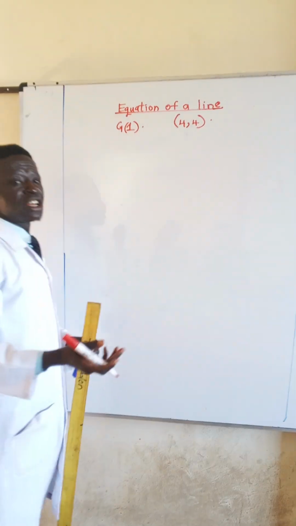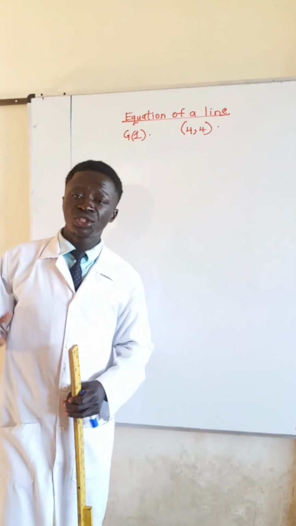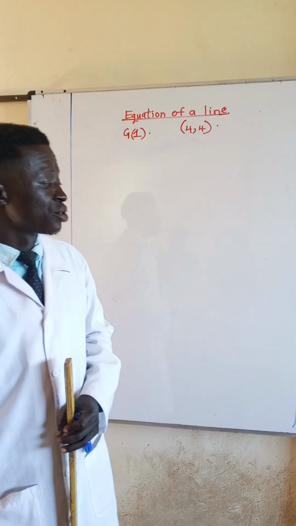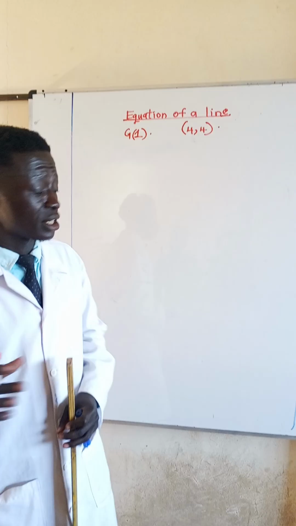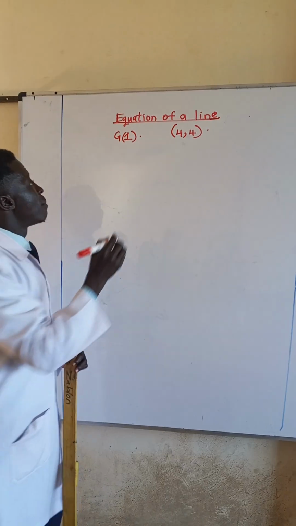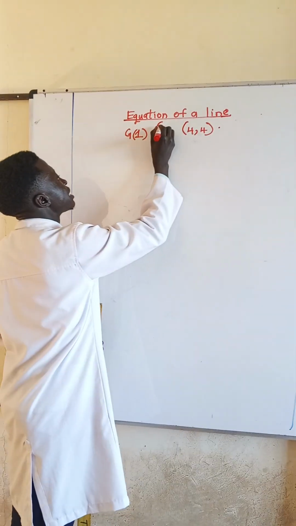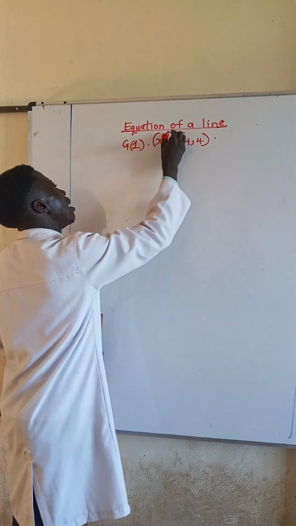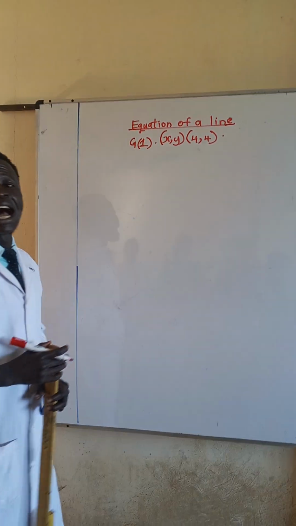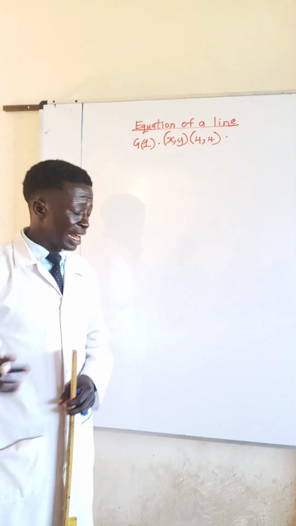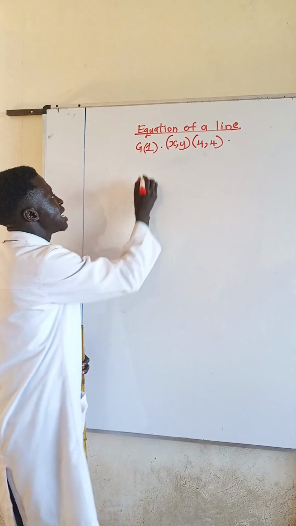Now once I pick that coordinate, for me to get an equation, remember an equation must have both knowns and unknowns. So what will I do? I'll make the other coordinates, that is x, y, unknown. Then I go back to the formula of calculating my gradient. So what is the formula for calculating my gradient?